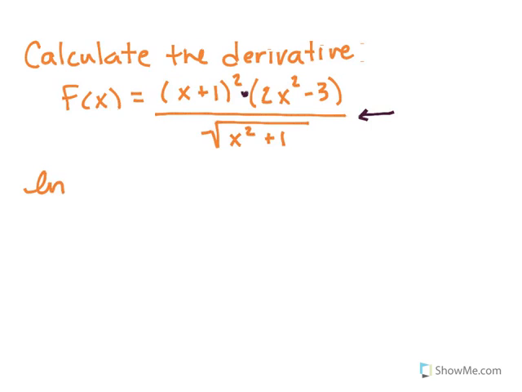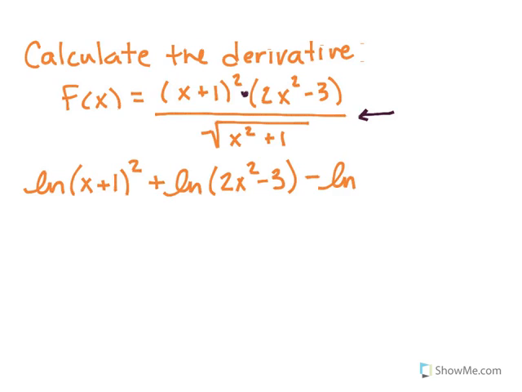So that becomes the ln of (x plus 1) squared, that's the first part, plus the natural logarithm of 2x squared minus 3, and now the division becomes subtraction, minus ln, and I'm going to rewrite this right now because I see square root, and that should be an exponent to the 1/2 power. So (x squared plus 1) to the 1/2 power. So now what we're going to do is take the derivative of each of these individually.